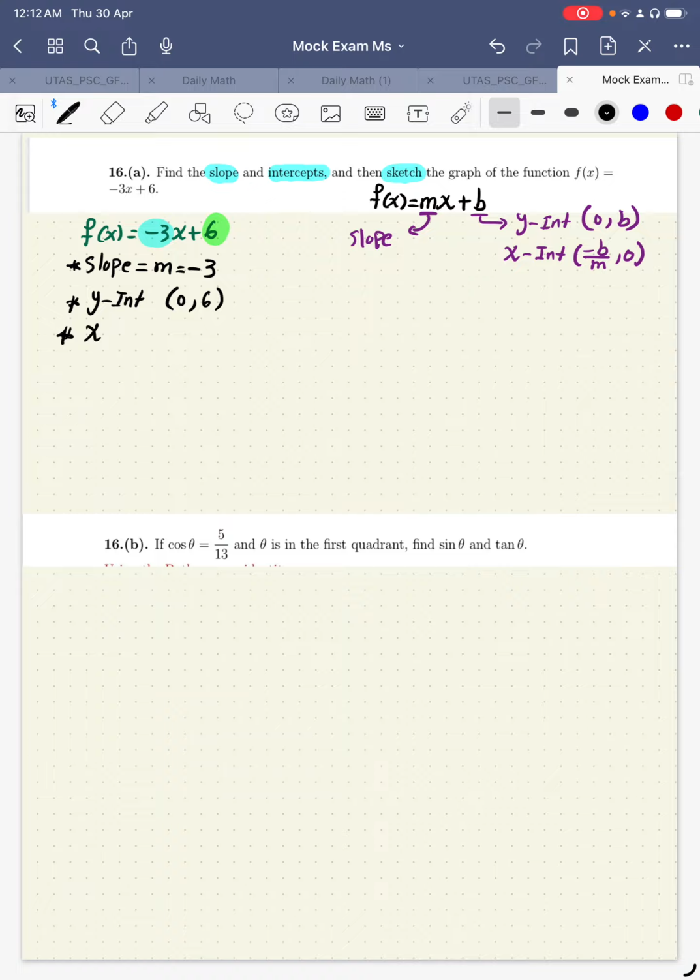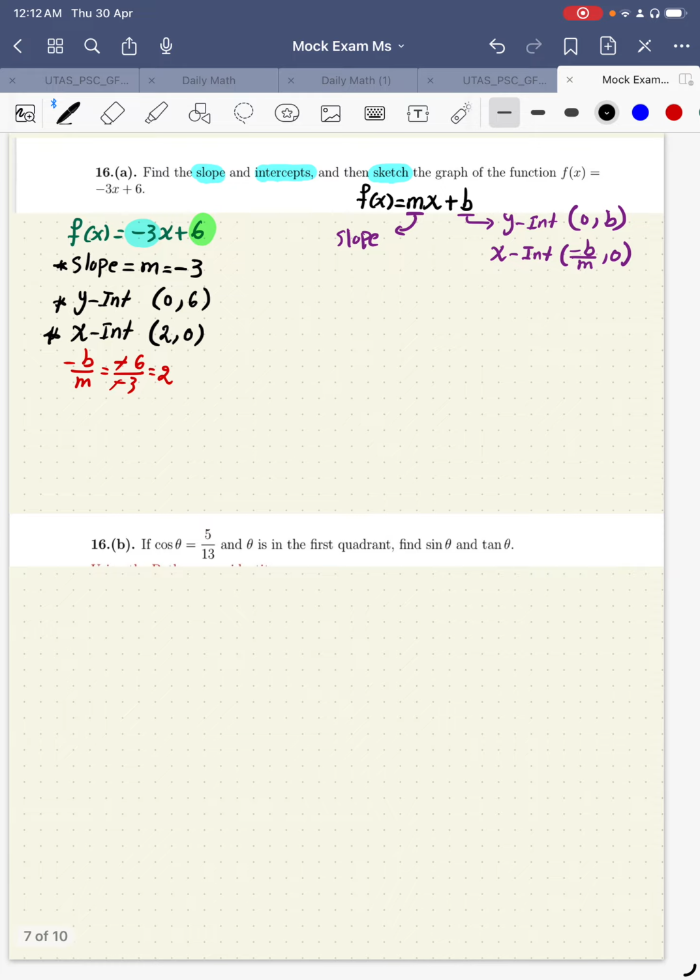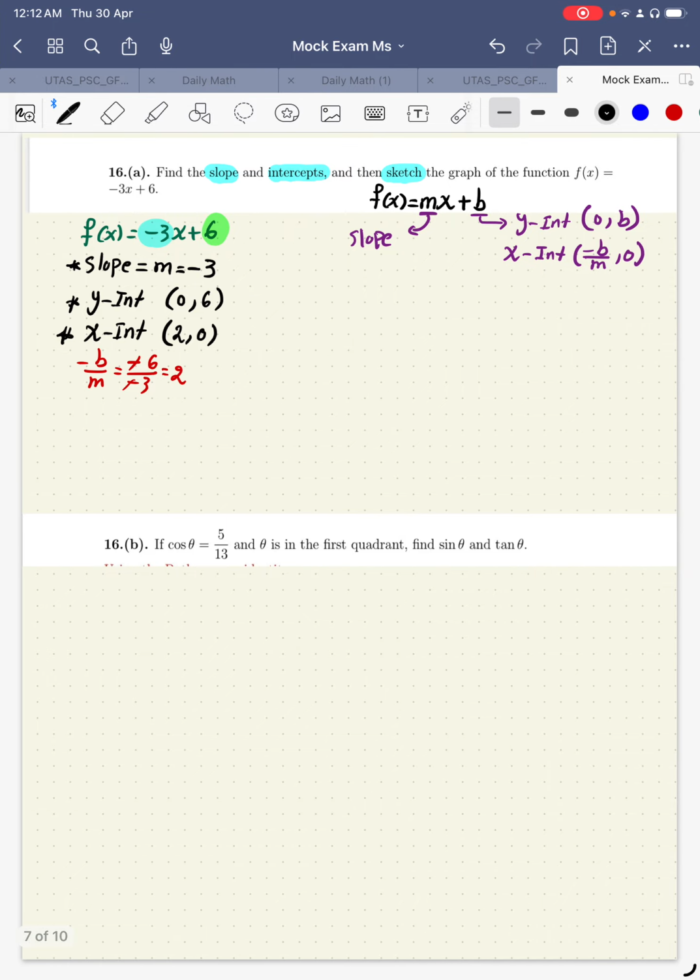Also, I'm gonna find what is my x intercept, which gonna be minus b over m. So minus b is minus 6 divided by m. M is minus 3, so minus cancel minus, and this is gonna give me 2. So my x-intercept is gonna be 2 and 0. So what I'm gonna do to sketch this one here, I'm gonna draw my x and y plane like that.